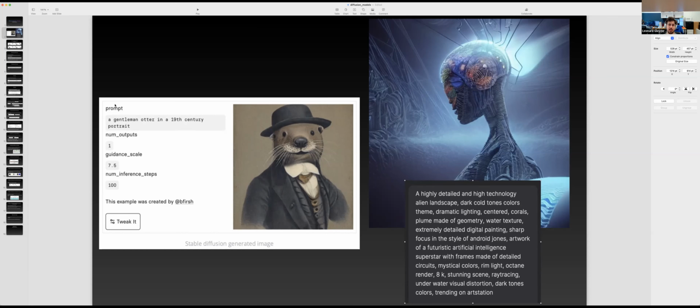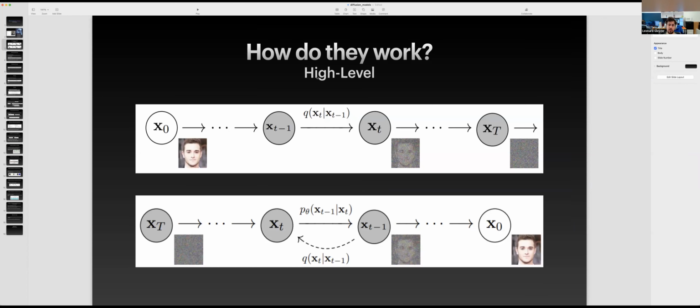But yeah, so a lot of you have probably seen these kind of fun images in media where people put in text descriptions ranging from pretty simple ones like the 19th century otter portrait to full paragraph, very detailed descriptions like this techno alien robot on the right. And the model behind all these are diffusion models. So what are diffusion models? So at a high level, how do they work?